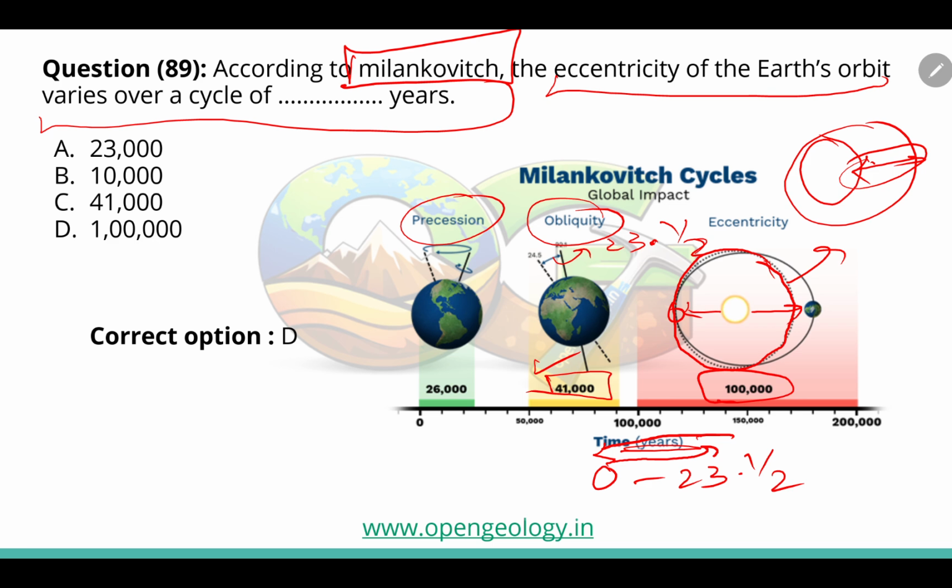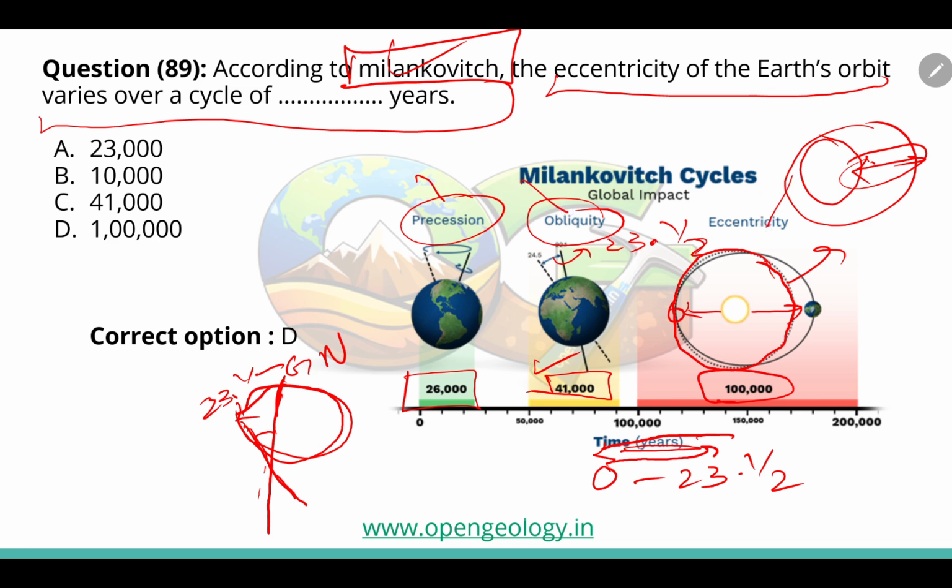Then there is the precession cycle. Precession cycle means, let's say this is your vertical line and this is the angle 23.5. So this is also rotating along with the geographical north. So this rotation also takes 26,000 years. So within the Milankovitch cycle, there are three different cycles: precession, obliquity, and eccentricity. And all of these lead to change in the climatic conditions over the earth. They will produce somewhere an increase in the sunlight, somewhere a decrease in the sunlight. So all of these three are part of climate change. So here the correct option will be 1 lakh, which belongs to eccentricity.